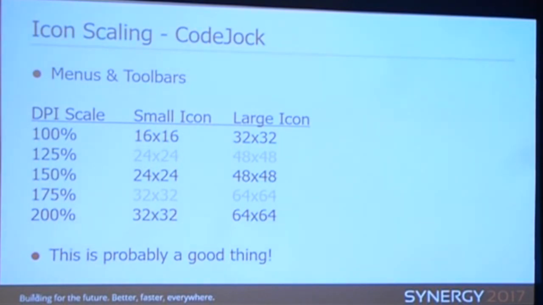So the choice made by CodeJock here means that if you have a single icon that's going to be displayed either as a small icon or a large icon somewhere in your application, and at all the different DPI scaling factors, it would mean that you need 9 different sizes for every single icon. That's a lot of work. Because CodeJock have decided to cut a few of these finer sizes out, it means that now you only really need to support 5 sizes, five different sized icons for each image.